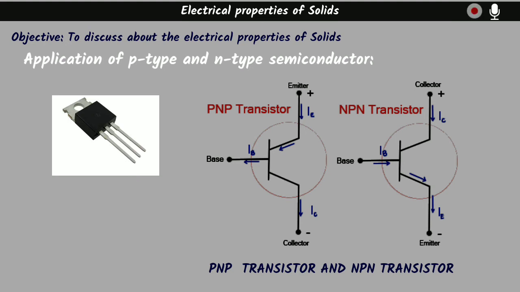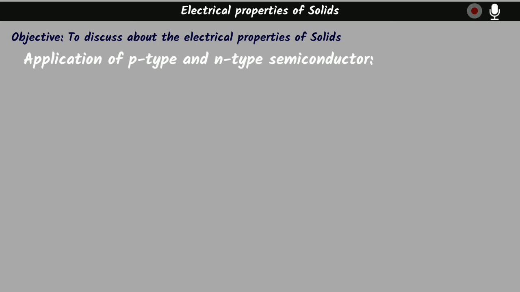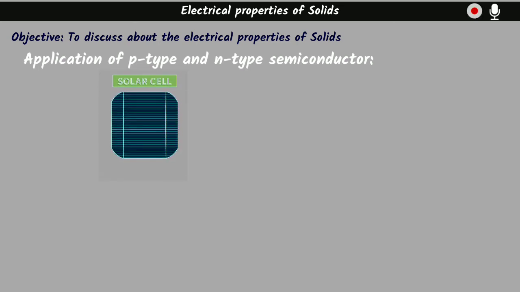And the work of the transistors is mostly to detect and amplify signals, radio signals or some sound signals, okay. So basically these transistors are used in radios, okay. And a very important application of these N-type and P-type semiconductors is the solar cell, or you can say solar panel.